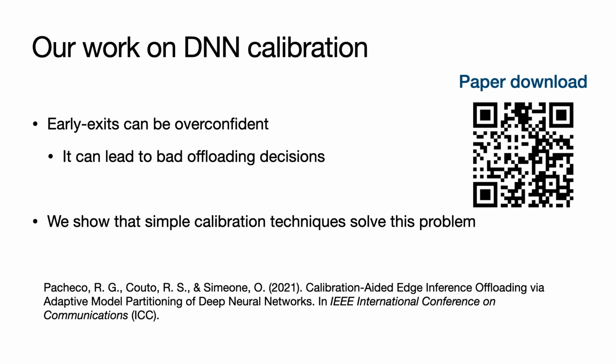We have some work on adaptive offloading. This first one shows that early exits can calculate confidence values higher than the actual ones, leading to bad offloading decisions. However, we show that simple calibration techniques solve this problem. Please scan the QR code for more details about this work.